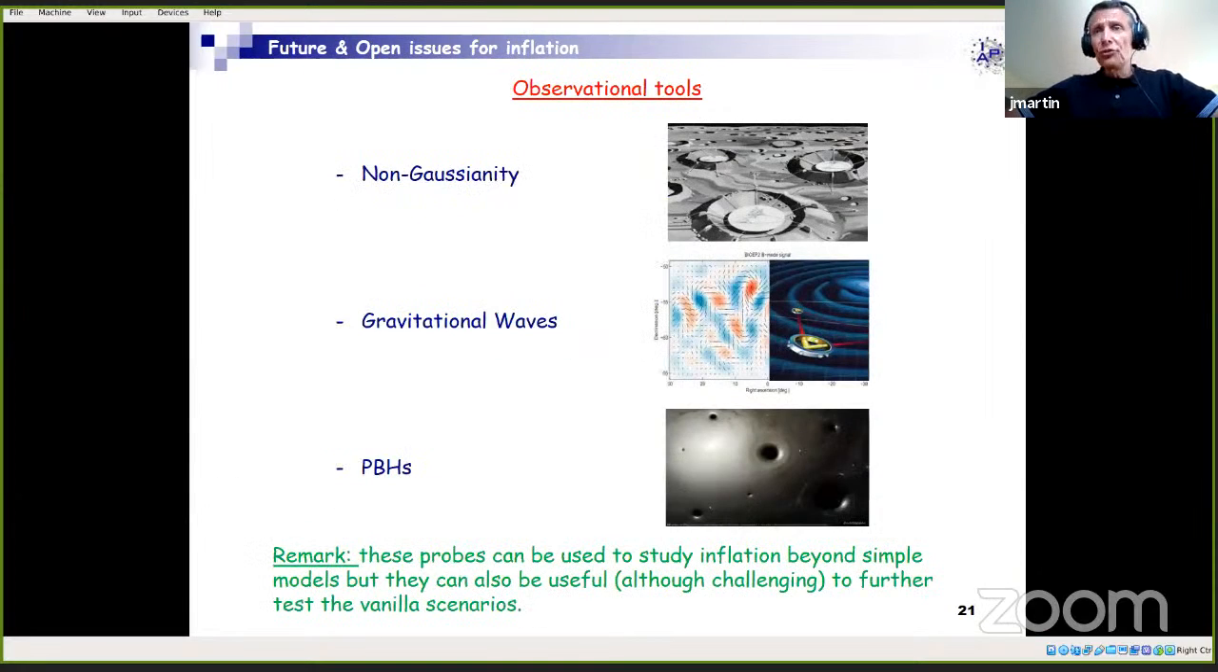And the observational tools that we have to address this question are non-Gaussianity, that I will not use here, gravitational waves, and PBH. So what I'm going to do for the end of the talk is to try to see how gravitational waves and PBH can be used to further test the vanilla scenarios. And here I should make a warning. Of course, gravitational waves and PBH have been used, and quite recently, to discuss the models of inflation that go beyond vanilla model. These are very interesting and important works.